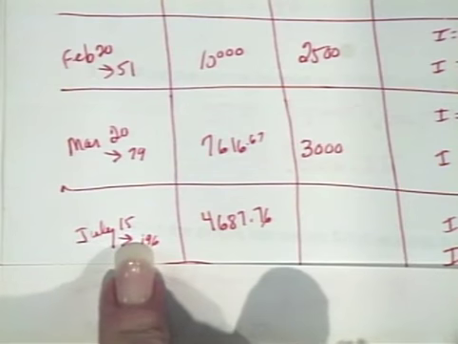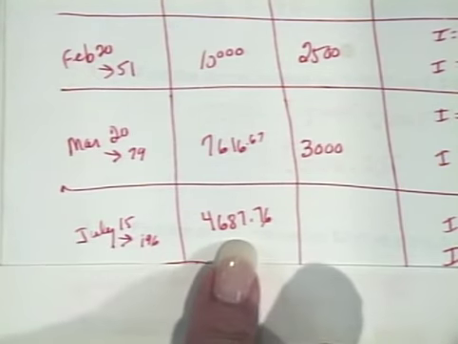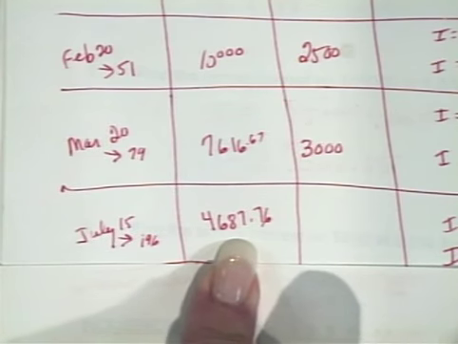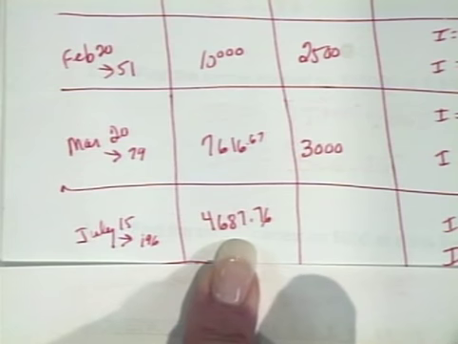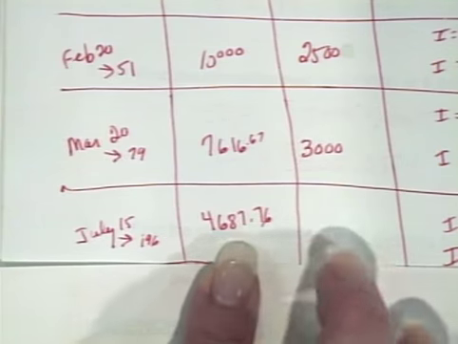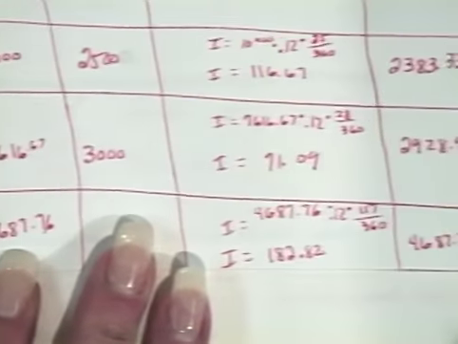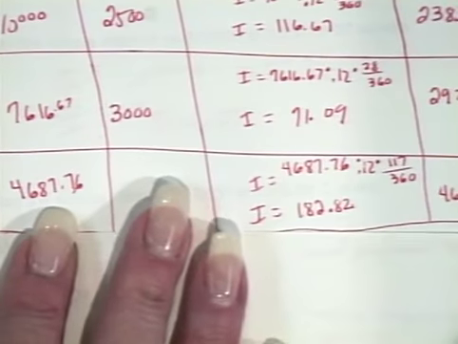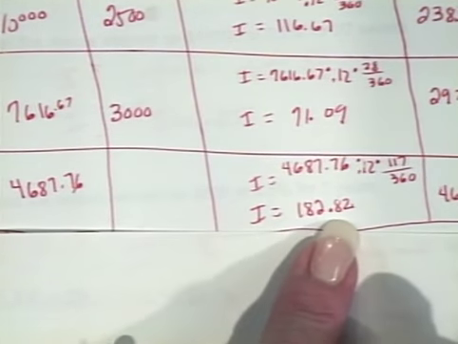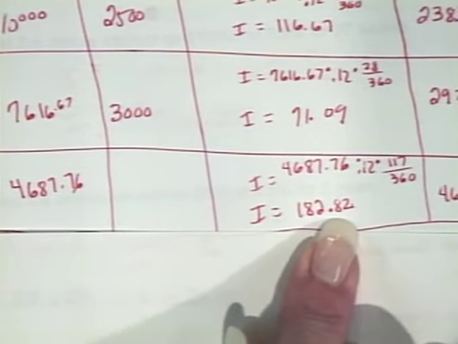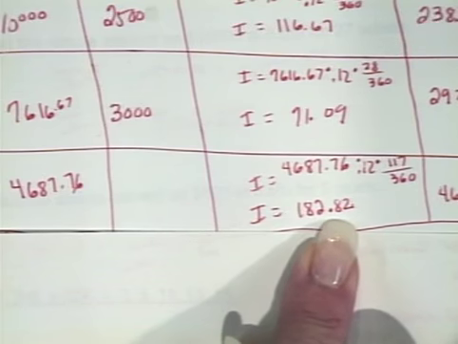So what did you tell me it is? 117, right? I'm going to use this amount for principal. I'm going to use 12% for rate, and I'm going to use 117 divided by 360 for time, okay? And I'm going to scoot over here, and I'm going to say there's $182.82 worth of interest due on that last 117 days.